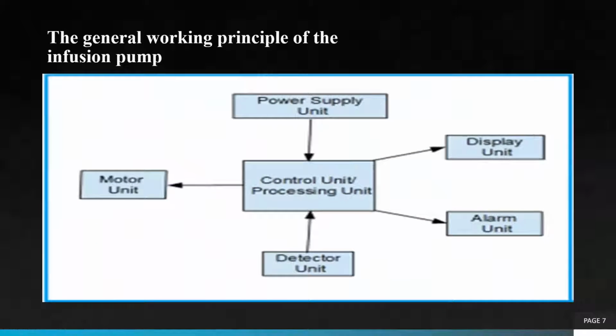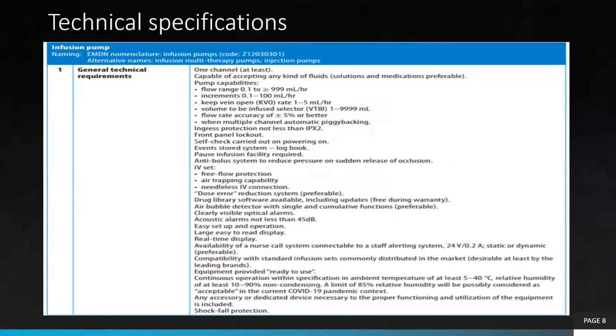The general working principle of the infusion pump. When the signal is received from the control unit, the pump is activated. Thus, the energized pump pumps or draws fluid from the reservoir into the patient. The reservoir can be an IV bag, bottle, syringe, etc. If there is any malfunction in the pumping process, the detector will send a message to the control unit. The console will report this.